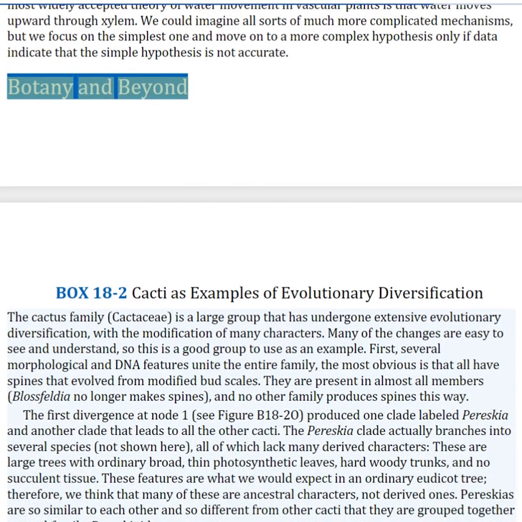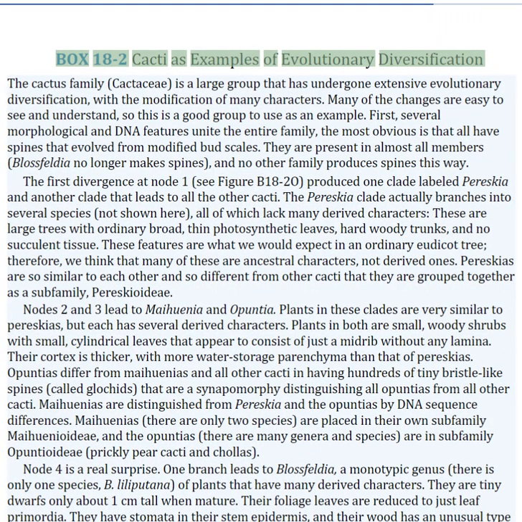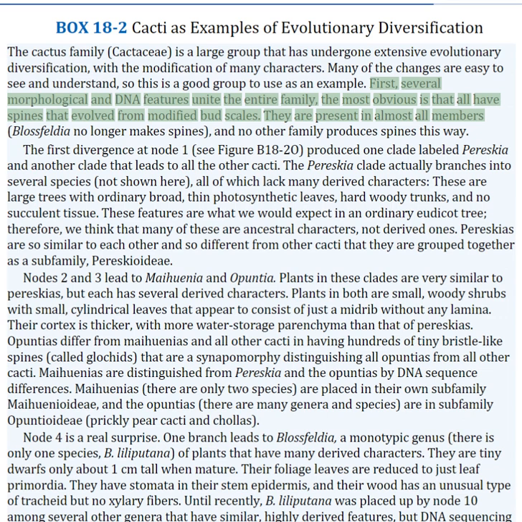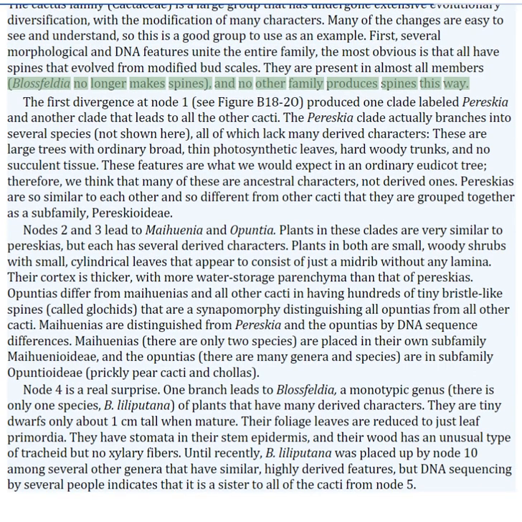Botany and Beyond. Box 18-2: Cacti as examples of evolutionary diversification. The cactus family is a large group that has undergone extensive evolutionary diversification with the modification of many characters. Many of the changes are easy to see and understand, so this is a good group to use as an example. First, several morphological and DNA features unite the entire family. The most obvious is that all have spines that evolved from modified bud scales. They are present in almost all members. And no other family produces spines this way.